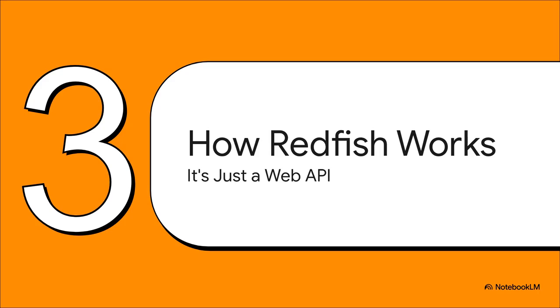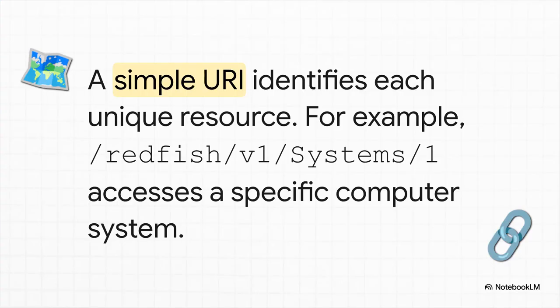So how does this actually work in practice? Let's demystify it, because honestly, when you peel back the layers, Redfish is just a web API. You can interact with it using the same tools you use for any other web service. Just look at this. The whole thing is so elegant. The API is structured like a website with a logical, predictable path. This simple URI, for instance, is the endpoint to get all the information about the first computer system in the rack. It's completely discoverable. You can just browse through it.